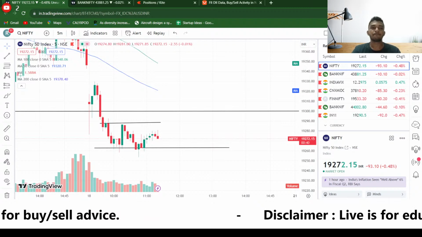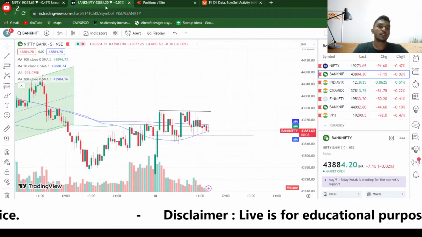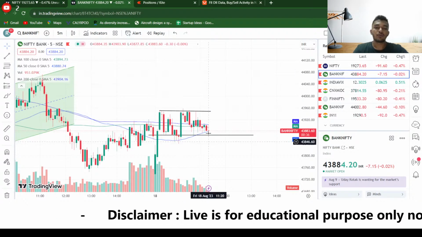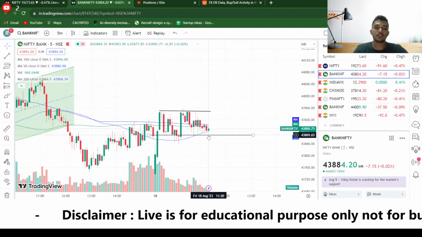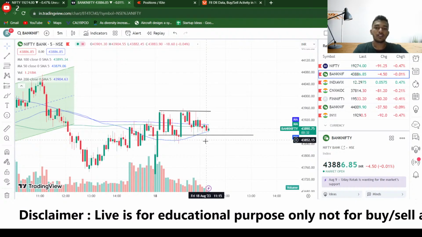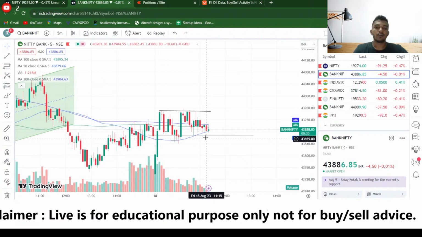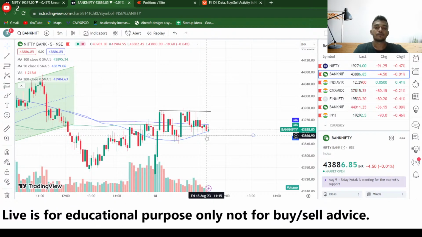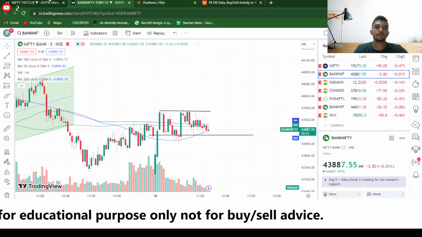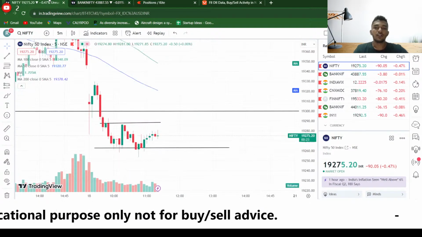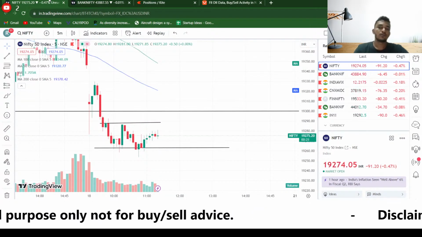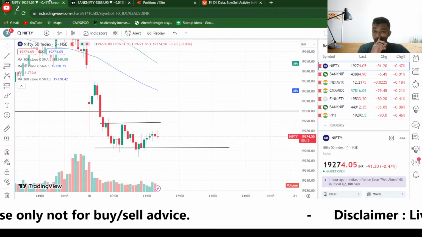Nifty. Okay, let's take a look at Bank Nifty as well. So Bank Nifty, if it goes below this area, so this area is 850. So let's consider 850 rather than considering this area. It has bounced from the 19,075 area.